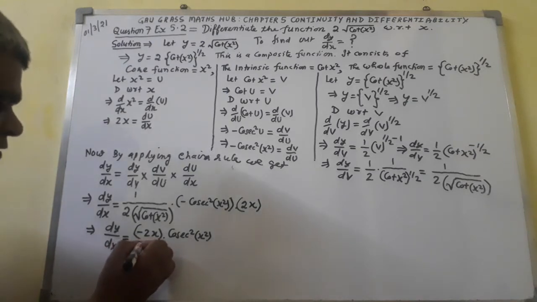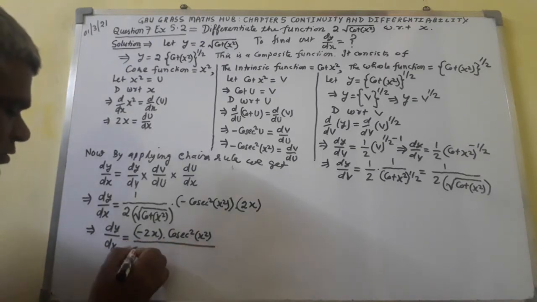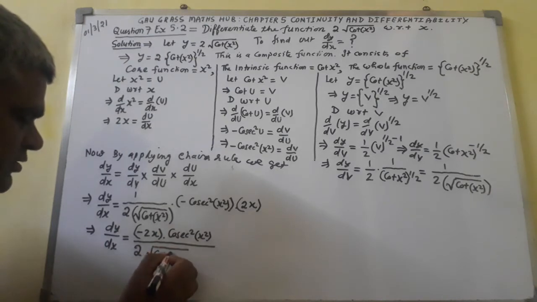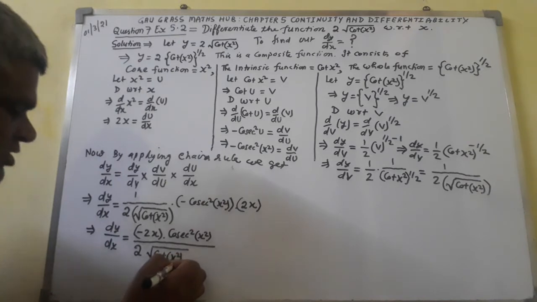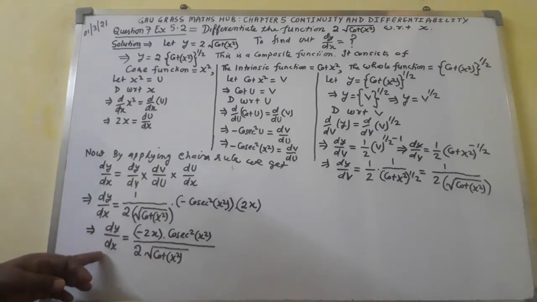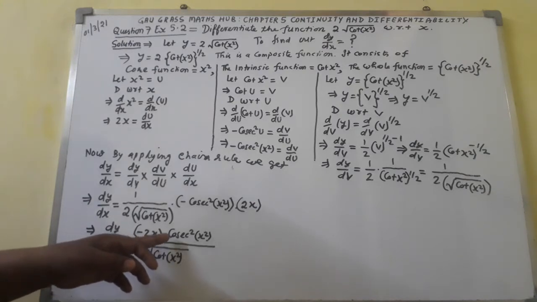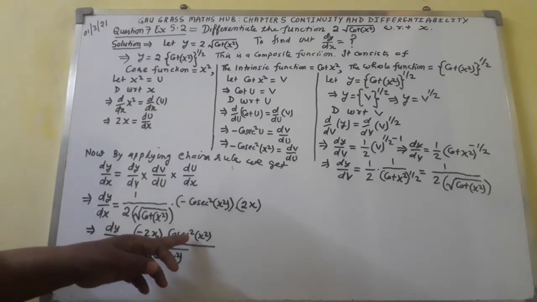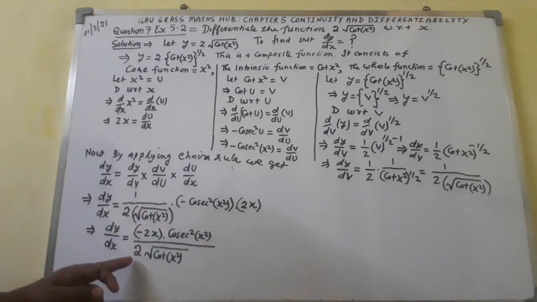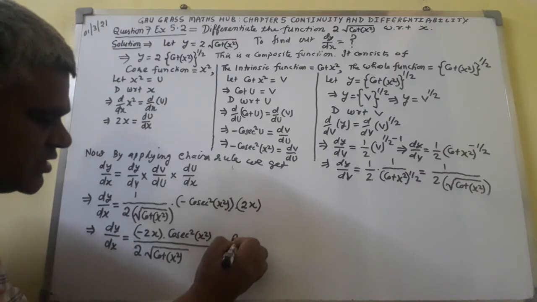whole over 2 under root cot x square. This will be the correct answer. dy over dx is equal to minus 2x dot cosec x square whole over 2 dot under root cot x square. This will be the correct answer you have got.